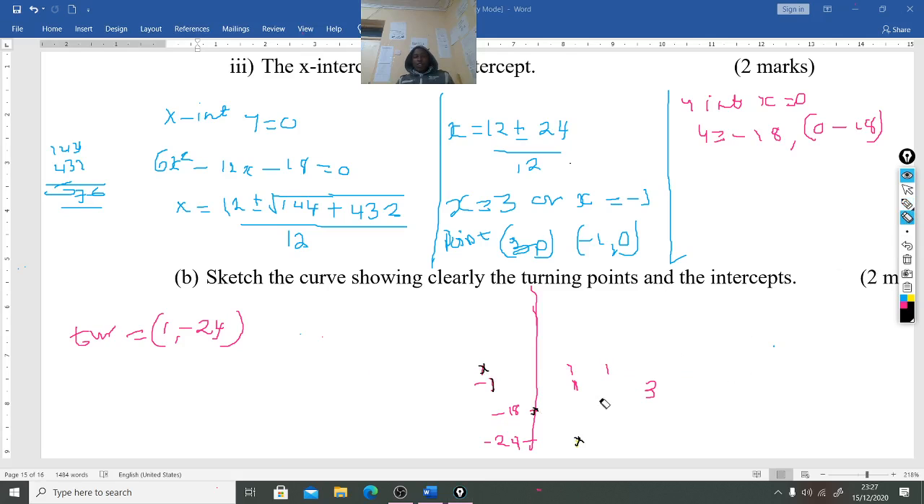So that is all you needed to do in this paper. Take it seriously and revise on the topics that I've covered in this question.